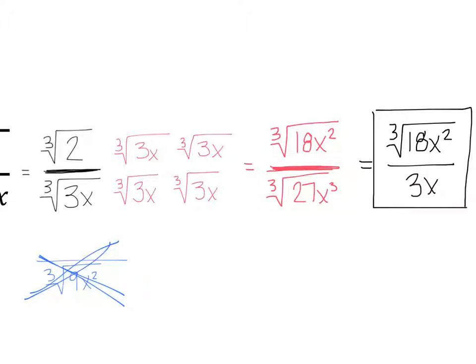Questions? So if you were taking the 5th root in the denominator, how many times would you have to multiply? It'd have to appear 5 times, so you need to multiply by it 4 times, because it's already there once. Okay? Good? All right.